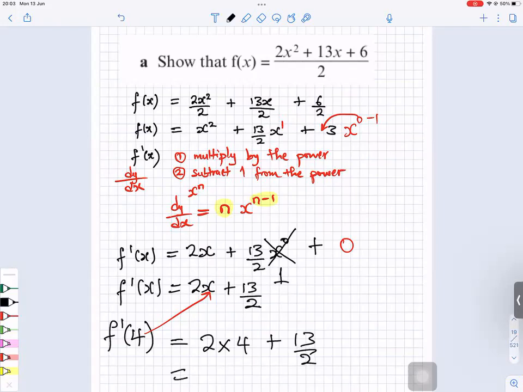And your calculator will do that for you. 2 times 4 is 8. 8 plus 13 over 2 gives you your answer. So if you write that down, that's the process of differentiation.